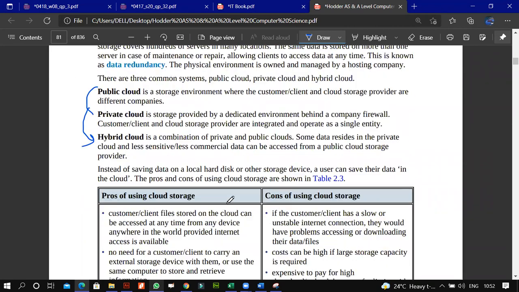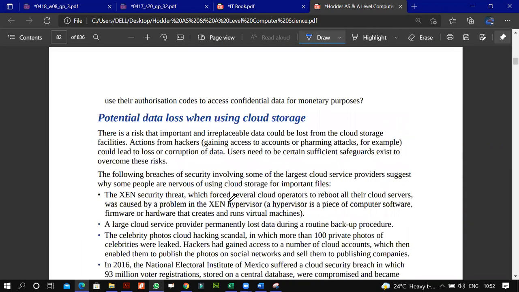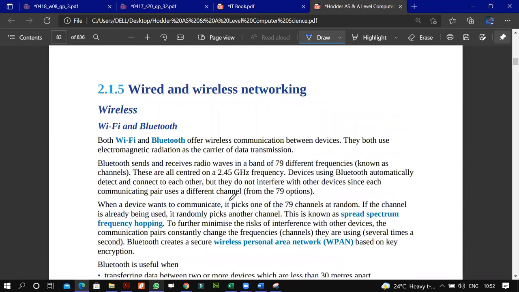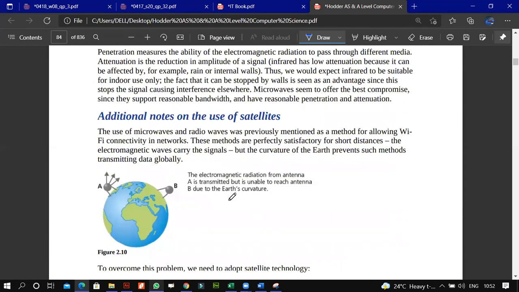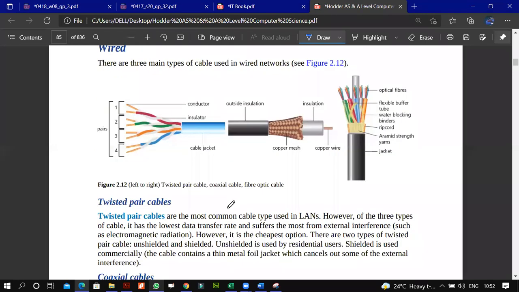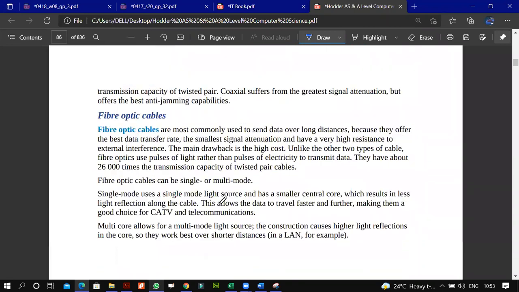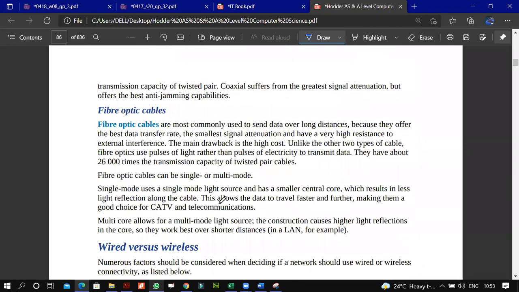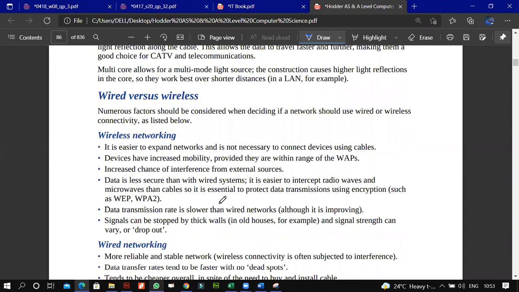Pros and cons of this, you can go through as well. You can even ask me in the evening if you have a problem. Cloud software is fine, Wi-Fi, Bluetooth. We have done all that. We talked about satellites. We talked about different wireless technologies, and we talked about communication methods, in which twisted pair cables and coaxial wires, fiber optic. Wireless technology basically was Wi-Fi, and how it can be used. Okay, right.